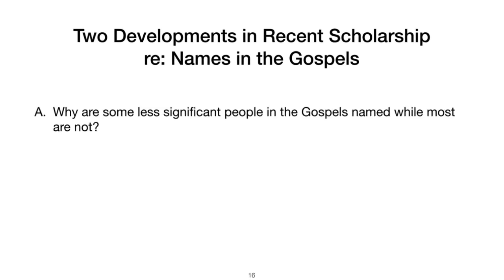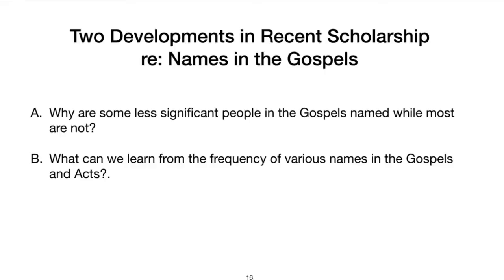Now, there are a couple other developments in scholarship about the Gospels in recent years that I find particularly fascinating. I enjoy thinking about them, and both of them happen to relate to the issue of the names that we encounter in the Gospels. The first development has to do with why certain people are named in the Gospels that normally we wouldn't expect to be named. Why are some less significant people in the gospel named while most of them are not?